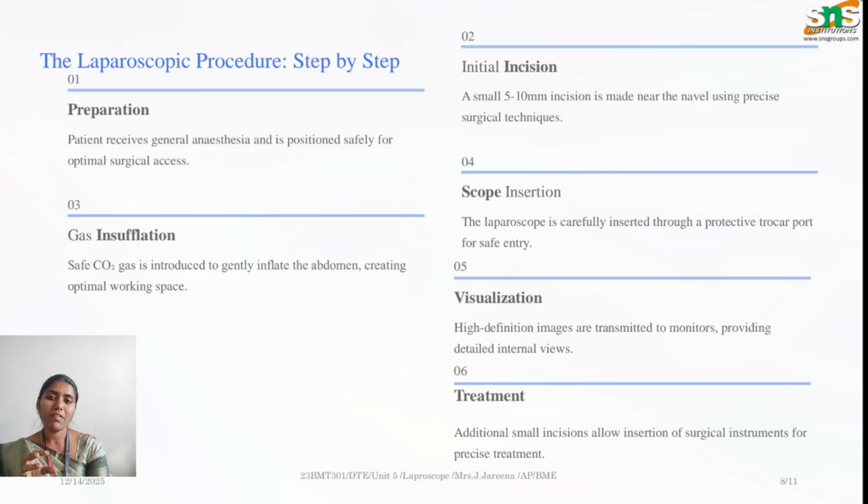so that the CO2 we have sent inside for insufflation will not leak or escape from the abdomen. So this is how the trocar port helps.